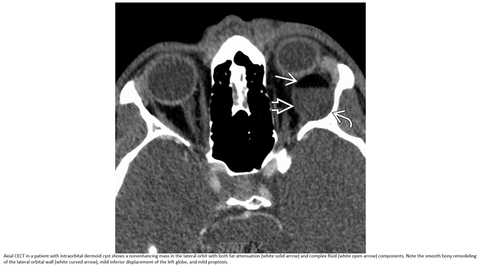Note the smooth bony remodeling of the lateral orbital wall, the curved arrow indicating, mild inferior displacement of the left globe and mild proptosis.